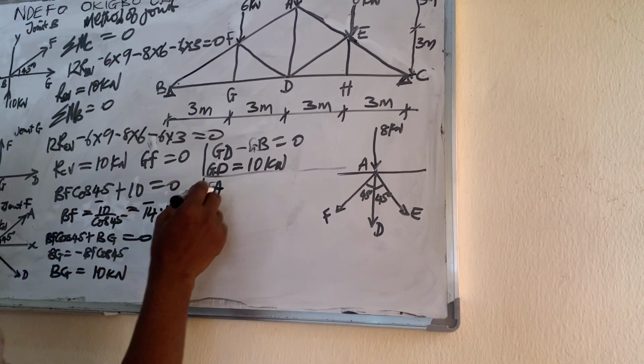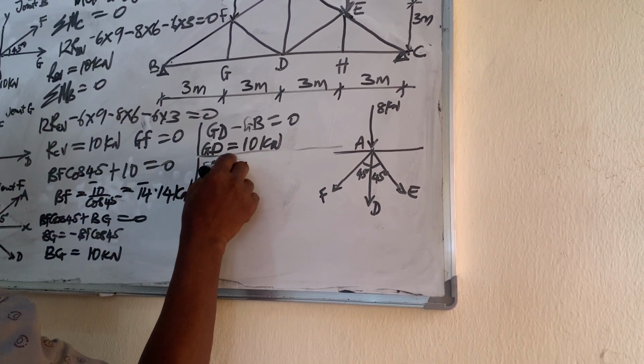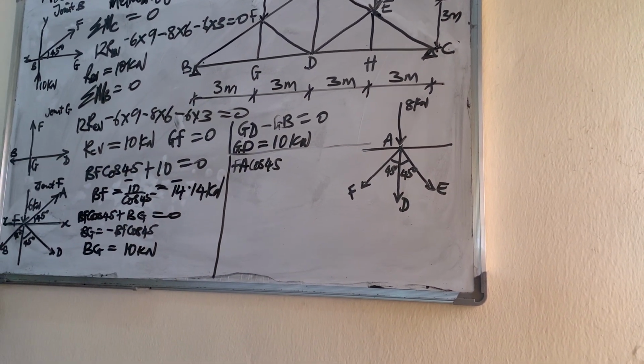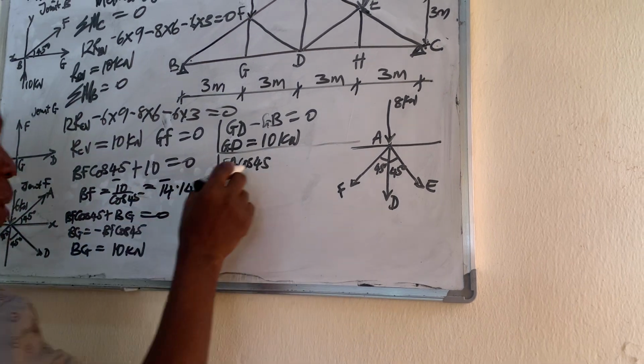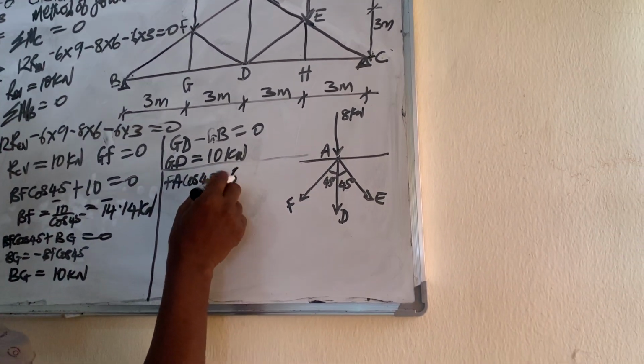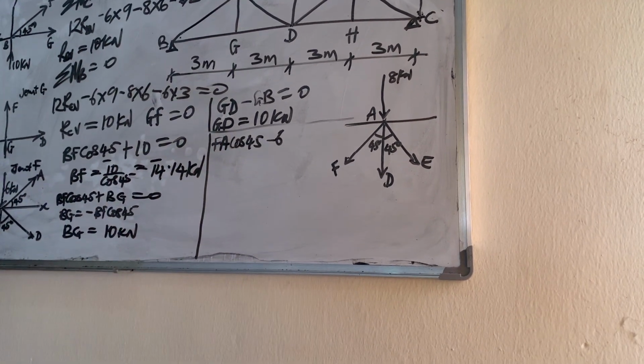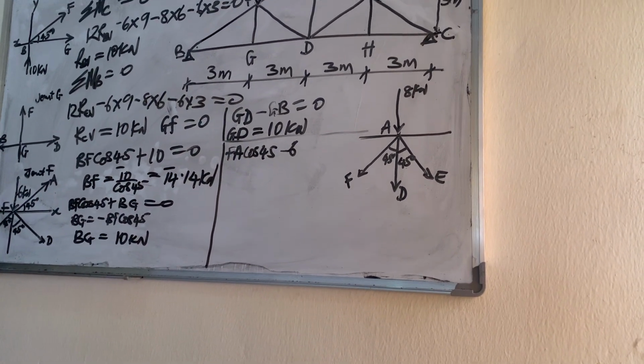Force FA cos 45 vertically. Force FA cos 45 minus 6. Look at the force: 6 is pointing down, so minus 6.